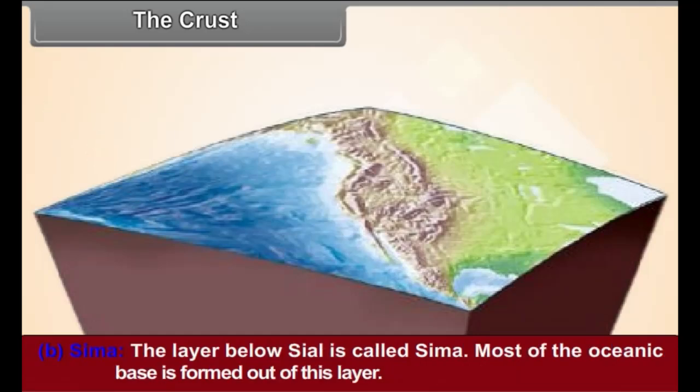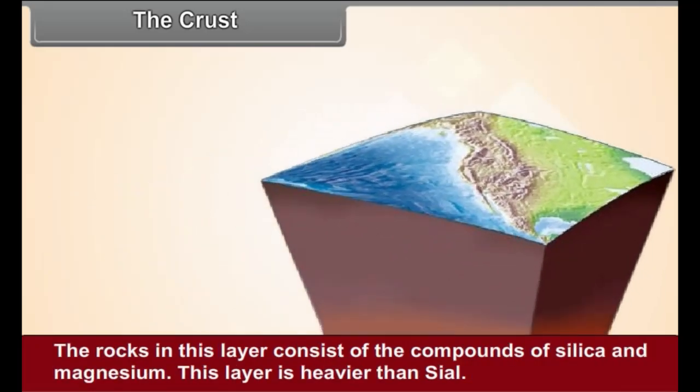Sima. The layer below sial is called sima. Most of the oceanic base is formed out of this layer. The rocks in this layer consist of the compounds of silica and magnesium. This layer is heavier than sial.